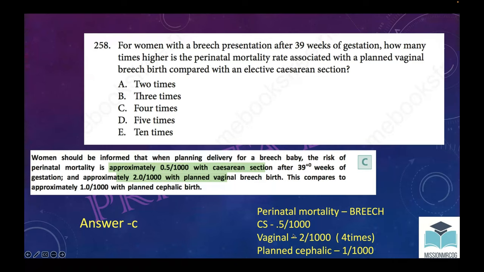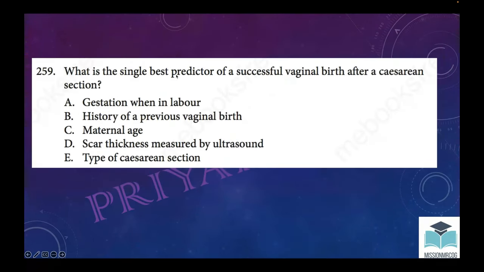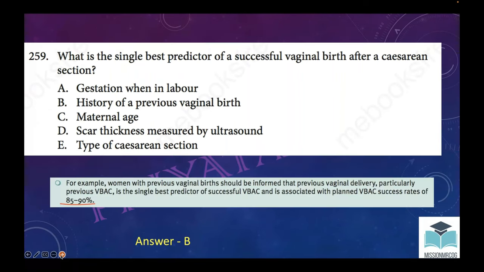Now, what is a successful predictor for successful vaginal birth after cesarean section? Previous vaginal birth. Yes. If the patient has a previous vaginal birth, particularly a previous VBAC, then it is the single most important predictor and the success will be 85 to 90%. So this number is also important.